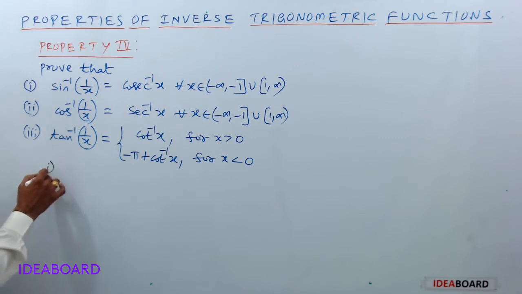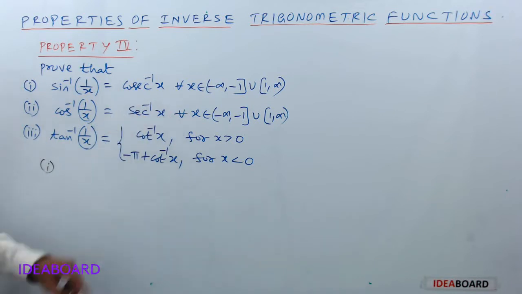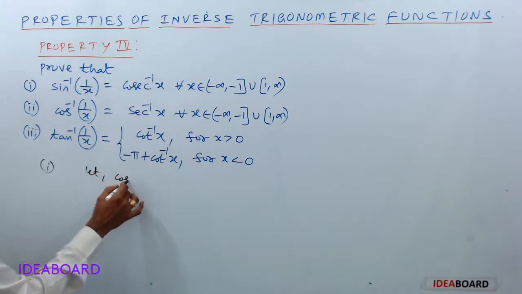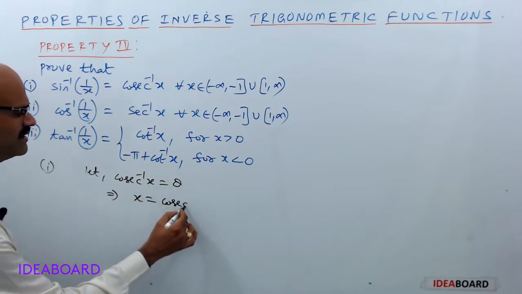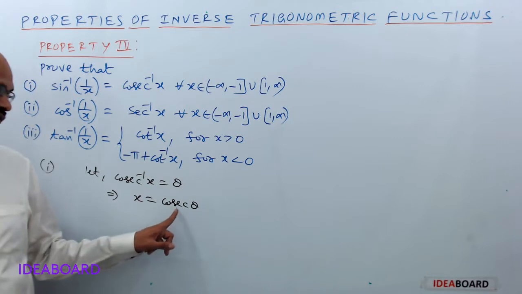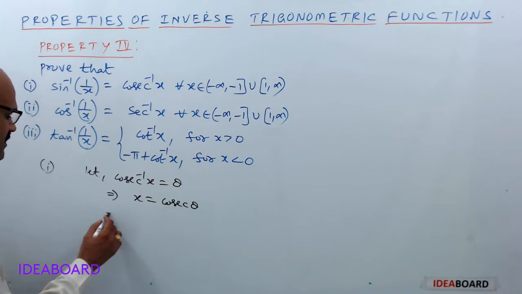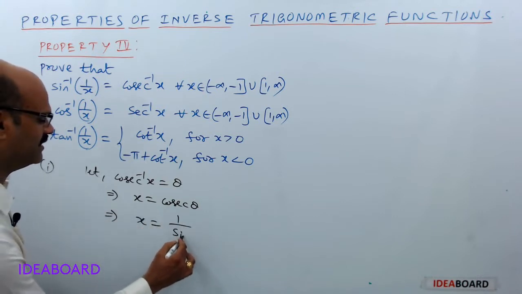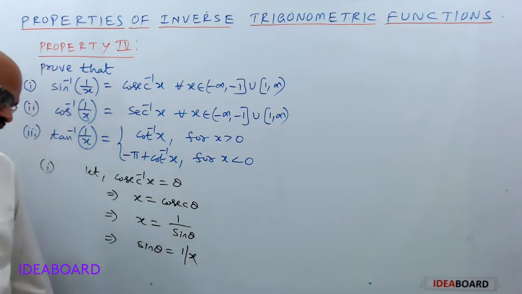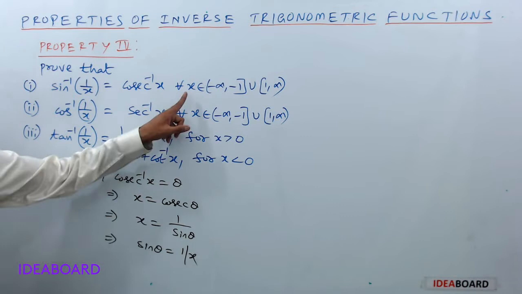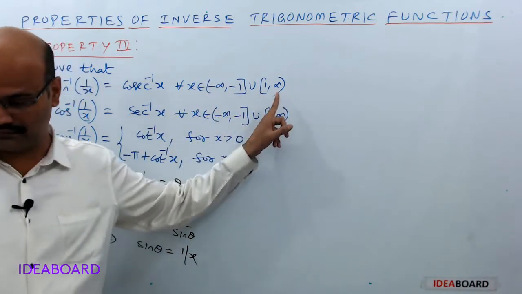First one is given that sin inverse of 1 by x equals cosecant inverse x. Let cosecant inverse of x equal theta. It implies x equals cosecant theta. We know that cosecant theta is equal to 1 by sin theta. So x equals 1 by sin theta. It implies sin theta equals 1 by x. Here it's given that x belongs to minus infinity to minus 1 union 1 to infinity.